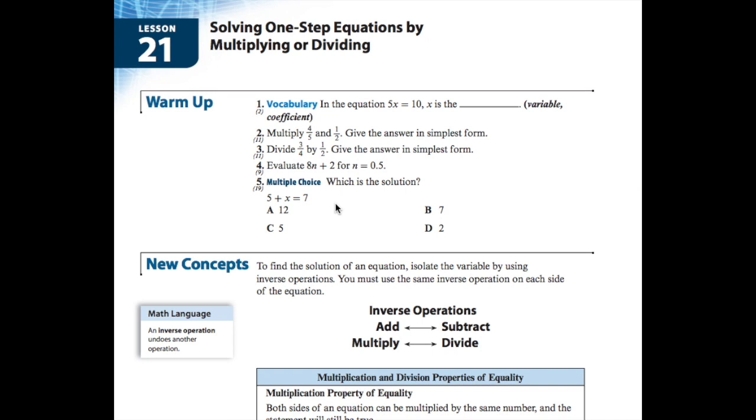And this is one way that we use this property, the property of equality, to get rid of something that's on one side of the equation or to simplify the equation to find out what that variable is by itself. Today we're going to take that learning to the next level and apply it to multiplying and dividing.